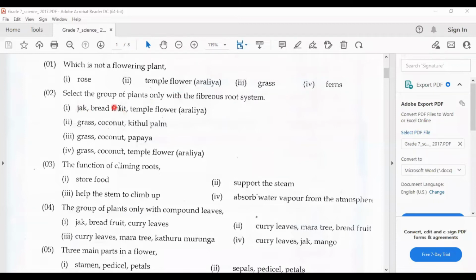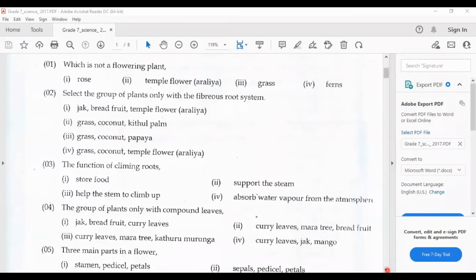Second one, select the group of plants only with the fibrous root system. You should remember that the plants with fibrous root system have no branches, and also we call them the monocot plants. Then the answer is answer number 2, grass, coconut and kithul palm. Those are the plants with fibrous root system.